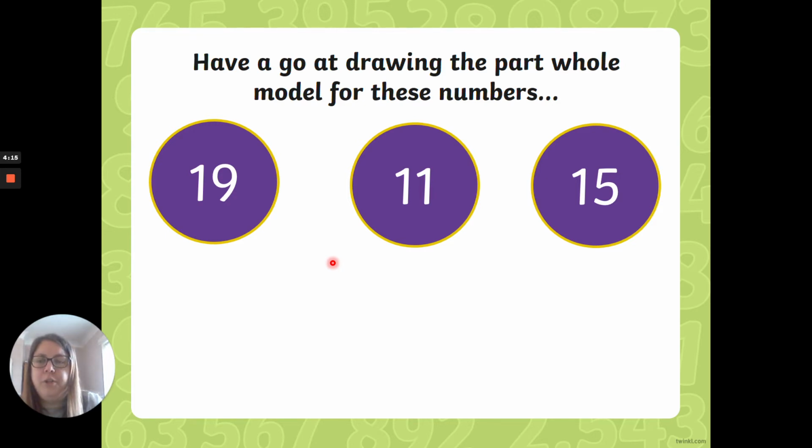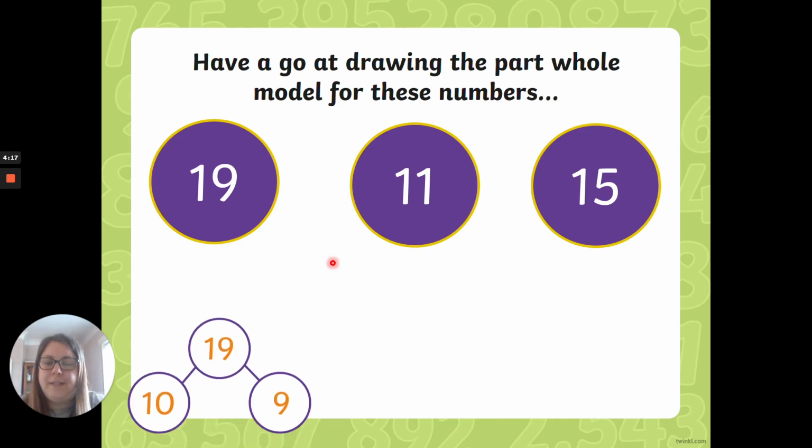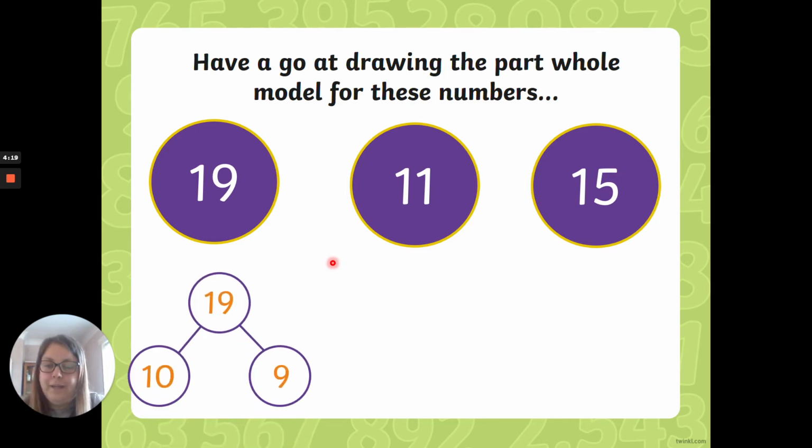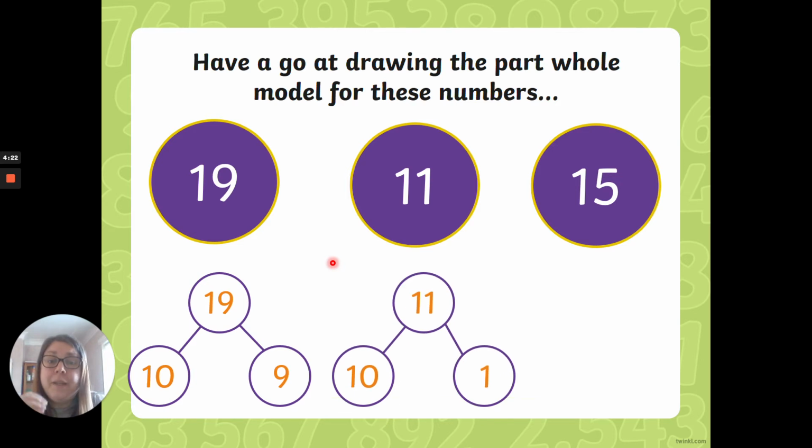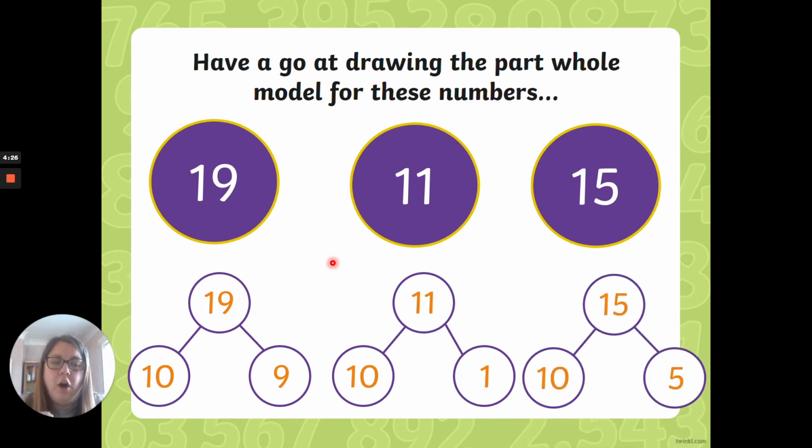So our pothole model looks like this for these three numbers. It is 19 as the whole and 10 and 9 as the parts. 11 as the whole with 10 and 1 as the parts. And 15 as the whole with 10 and 5 as the parts. Give yourselves a big tick if you got that.